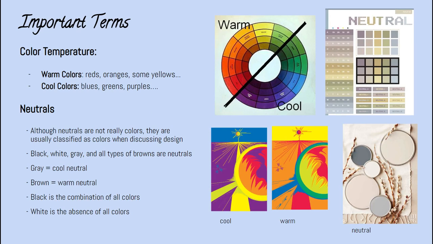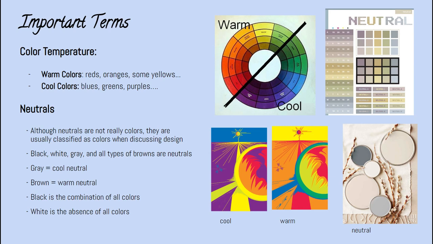Other important terms when it comes to color is color temperature. That is assigned by how it feels, how it would feel, if that makes sense. So you have warm colors and cool colors, and there's some examples here. Typically, warm and cool are broken between warms being the reds, oranges, and yellows, and the cools being the greens, blues, and purples.